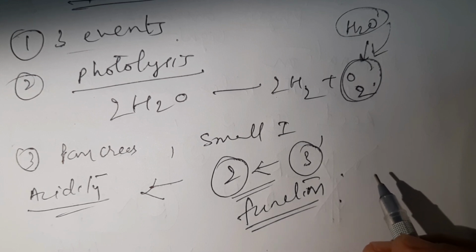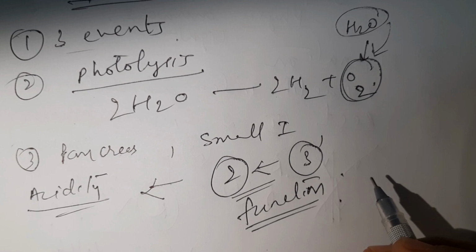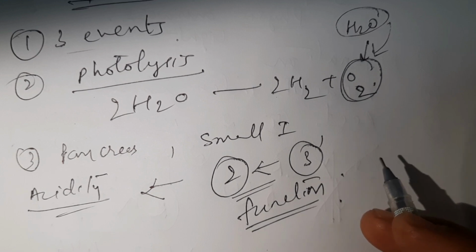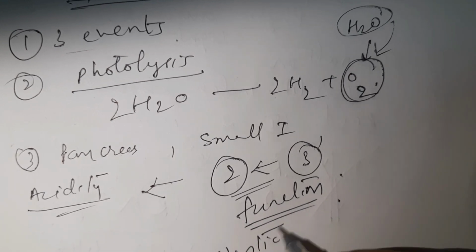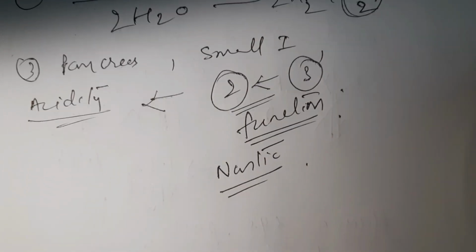Then different types of movements, like tropic movement, phototropic, geotropic, hydrotropic, chemotropic, all the types of tropic movement. Then what is nastic movement? So these are all important questions of this chapter.